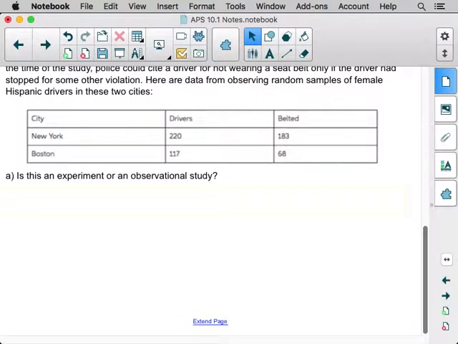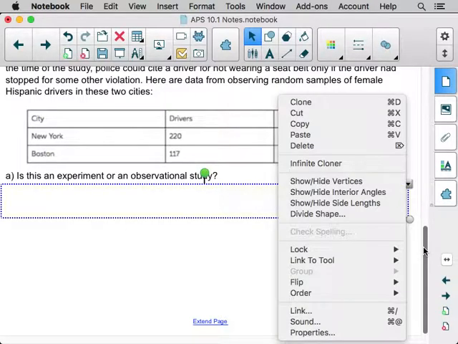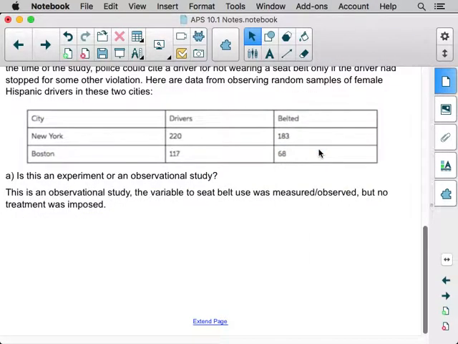So, first, this scenario here, is this an experiment or is this an observational study? Another chapter 4 throwback. Observational study. Why? We did not impose a treatment on them, right? We're merely looking at data. We're looking at what happened. We didn't impose a treatment trying to tell these individuals, you need to drive unbelted and you need to drive belted, right? We literally just looked at data without imposing a treatment on these individuals.